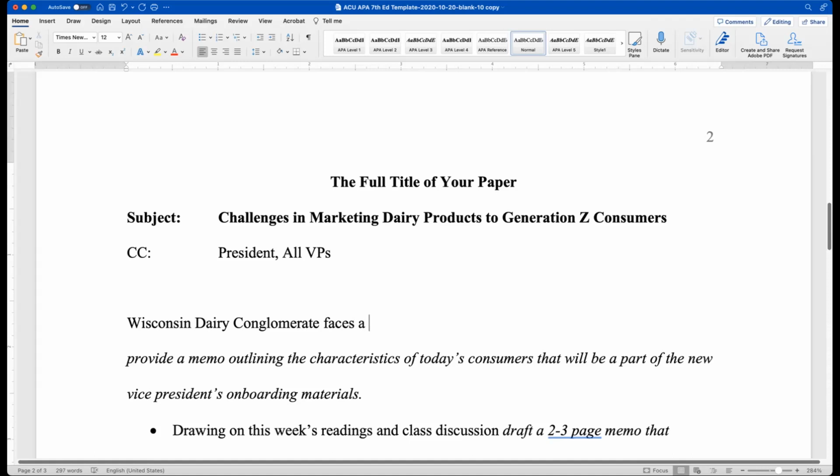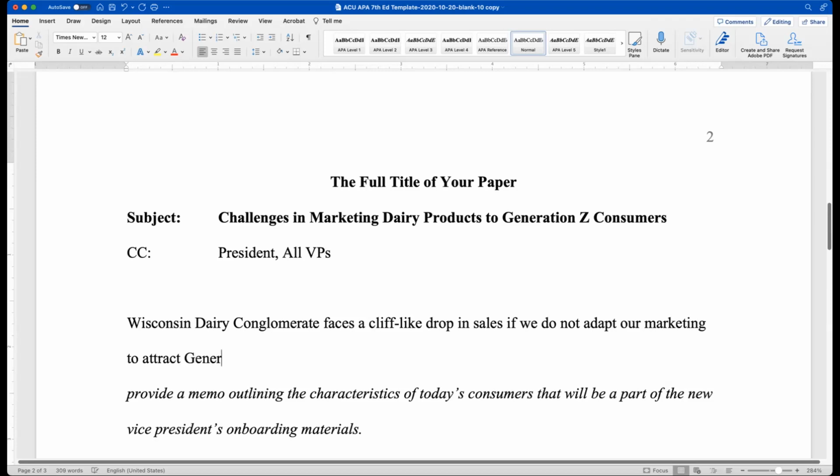All right, so I want to get attention right away, so I'm going to treat this a little bit like a newspaper headline. The purpose of a headline is to get someone to read the byline, and then from that to read the first line, and so on and so forth. Wisconsin Dairy Conglomerate faces a cliff-like drop in sales if we do not adapt our marketing to attract Generation Z consumers. And that does sound like something important, but it's missing an element that I would strongly recommend. And that element is a sense of time. You know, how imminent is this?